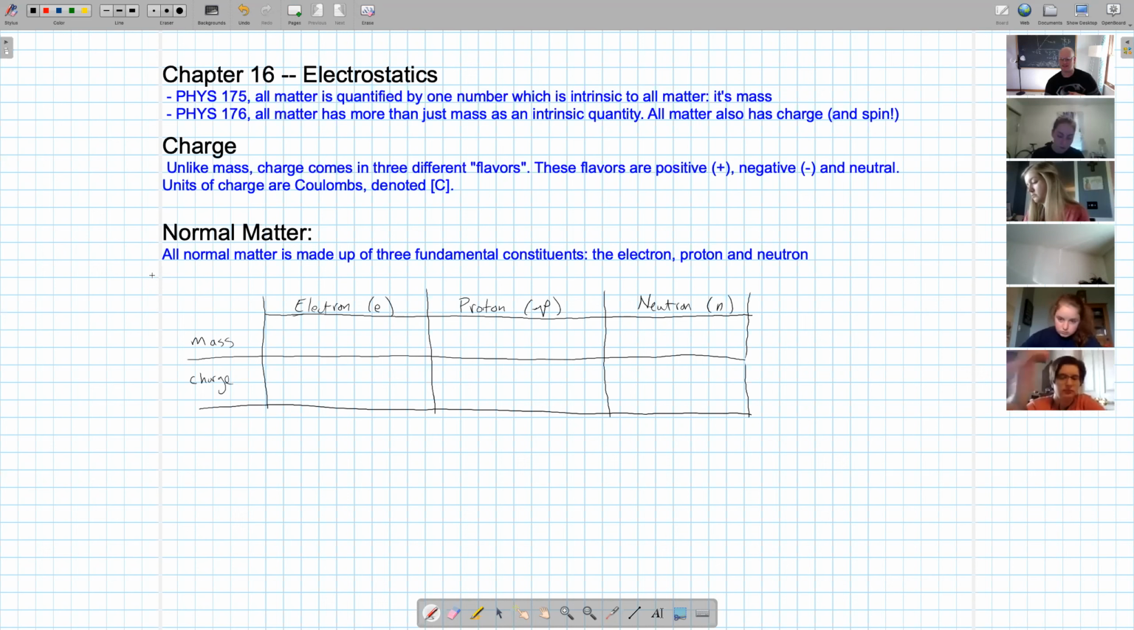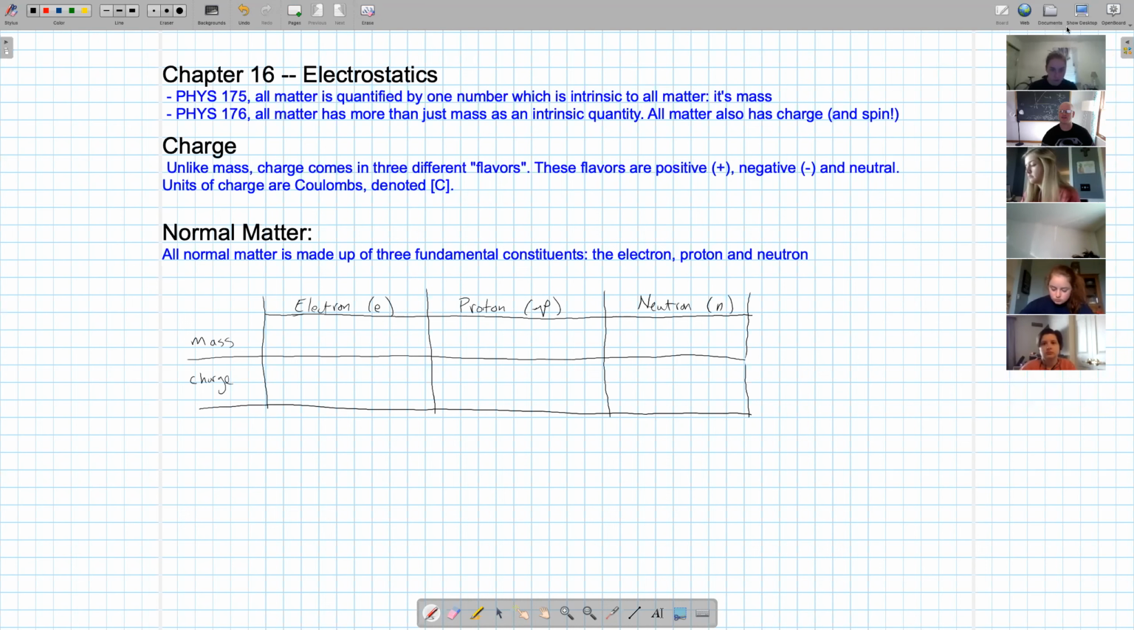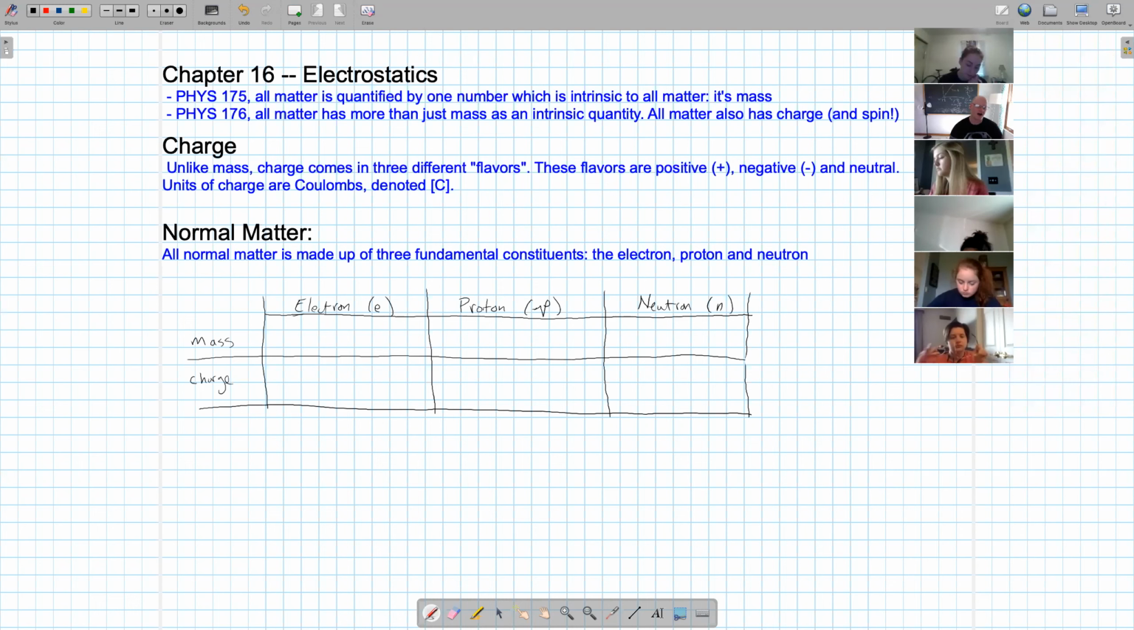But in 176, we're going to start adding on top of this. Things don't only have mass anymore, but they're also going to have other intrinsic quantities, things that are actually inherent to them, and this is what's called charge. They also have something called spin. We might talk about this a little bit at some points, but for now, let's not worry too much about spin.